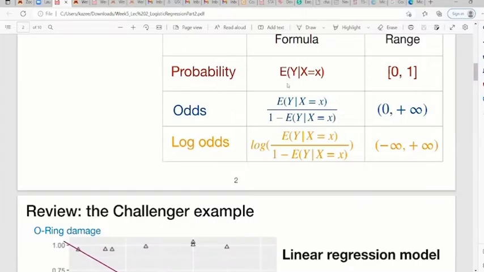So the essence of this table here is just to show you what the range of probability can be, what the range of odds can be, and what the range of the log odds can be.